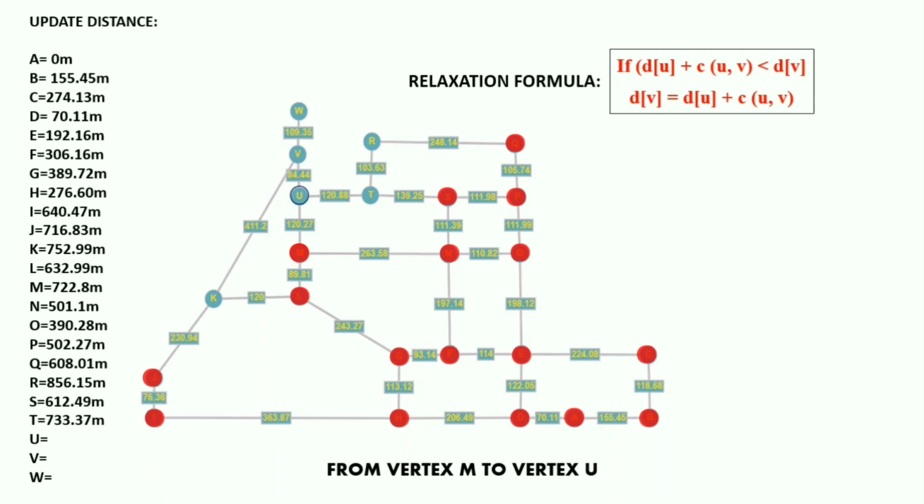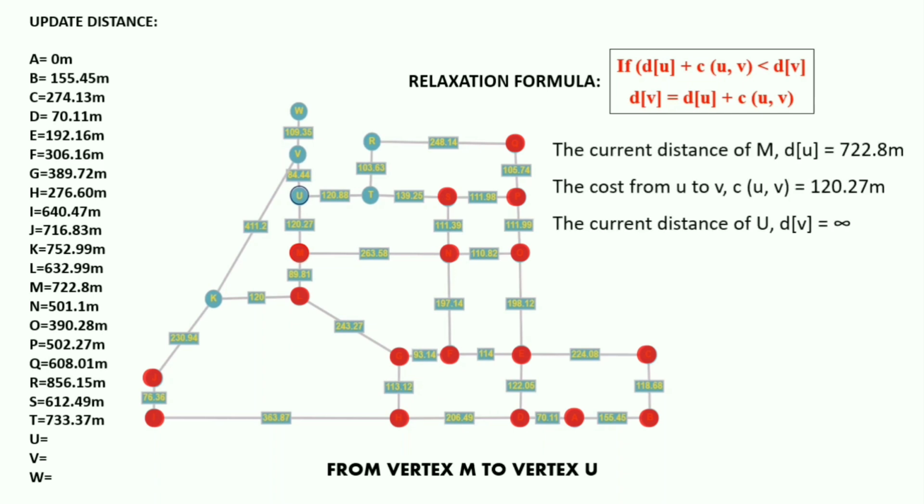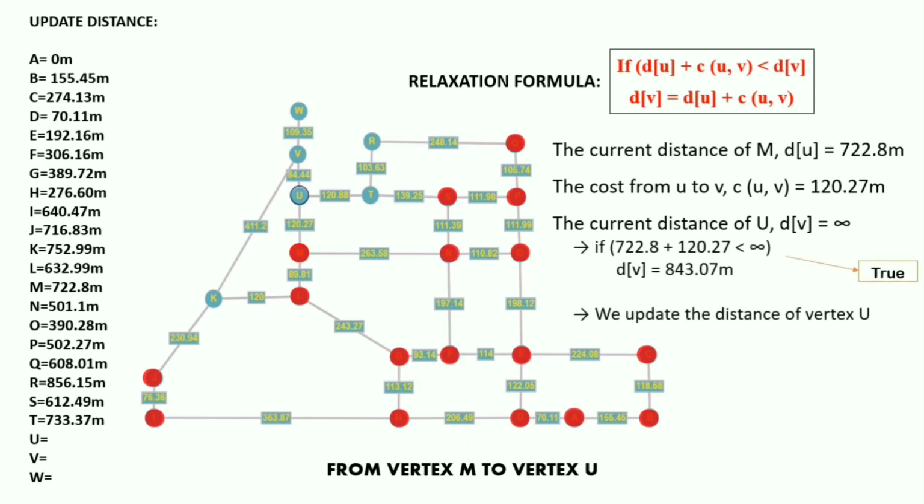From vertex M to vertex U, the current distance of M is 722.8 meter, while the cost from M to U is 120.27 meter, and the current distance of U is infinite. So this is the condition. It is true this time, so we will update the distance of vertex U.